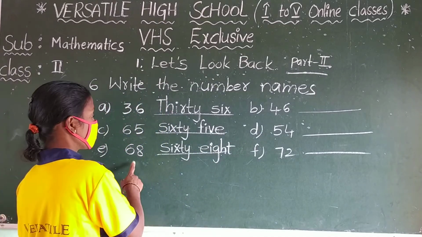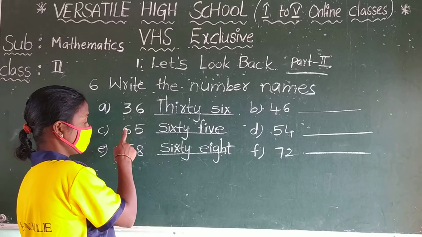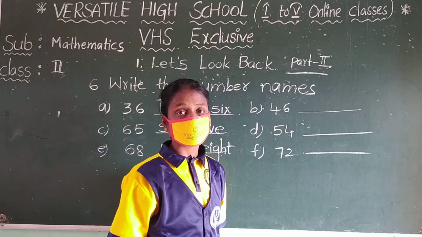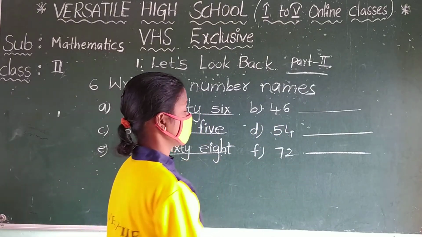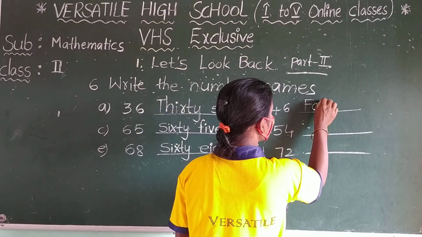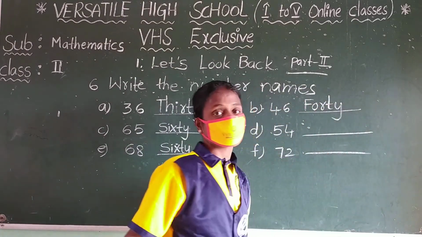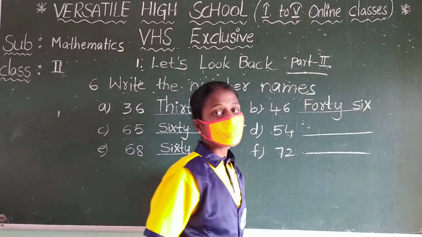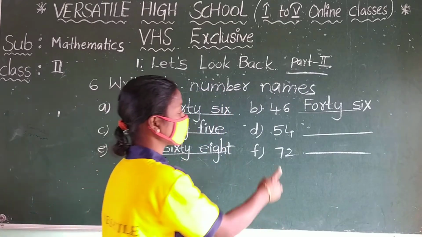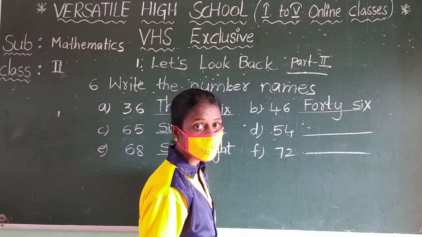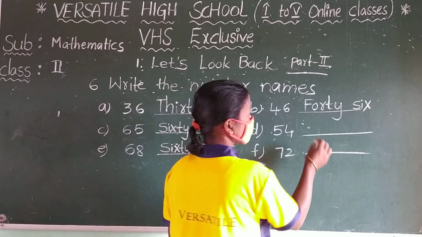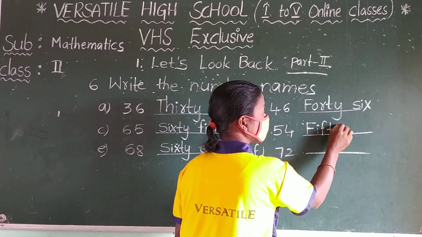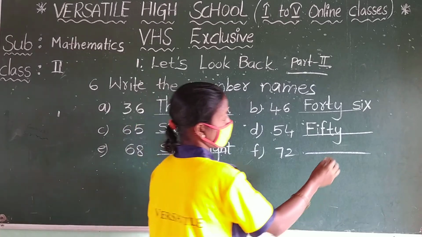So these are the number names of 36, 65, and 68. Now observe 46. What do you say for 46? Forty-six. F-O-R-T-Y is the spelling of 40, and then S-I-X, six. Forty-six. Now we go to 54. What is the spelling of 50? F-I-F-T-Y, fifty, and then four.